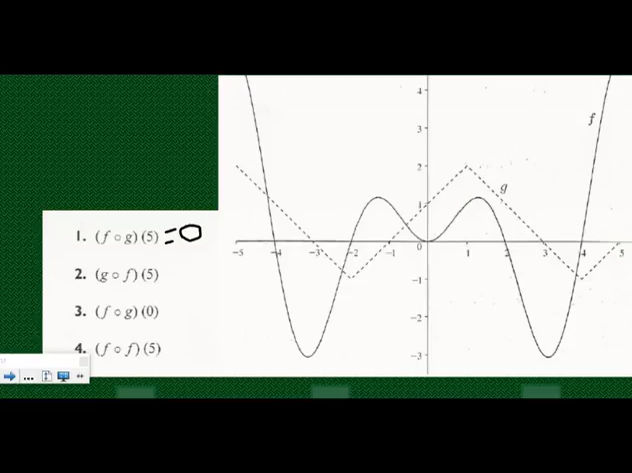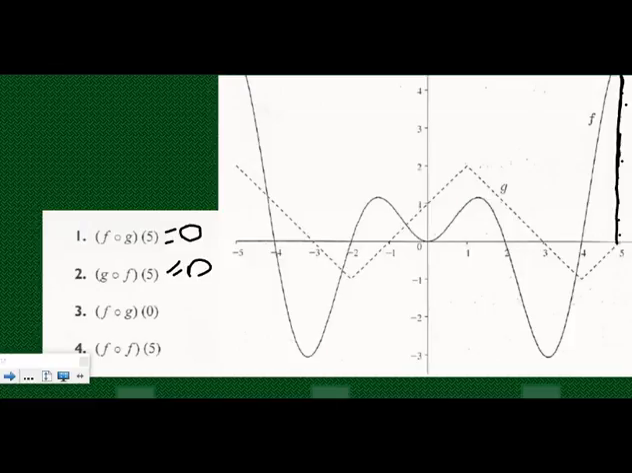Let's try g composed with f of 5. So first we find f of 5. f is the solid black one. Come out here to 5, x equals 5. We got to go all the way up here. And it's almost not even on the graph. Well, it's not. We estimate that to be, let's say, 5. f of 5 will be 5. And then we find g of 5. g of 5 is right here on the dashed line. When x is 5, g is 0.